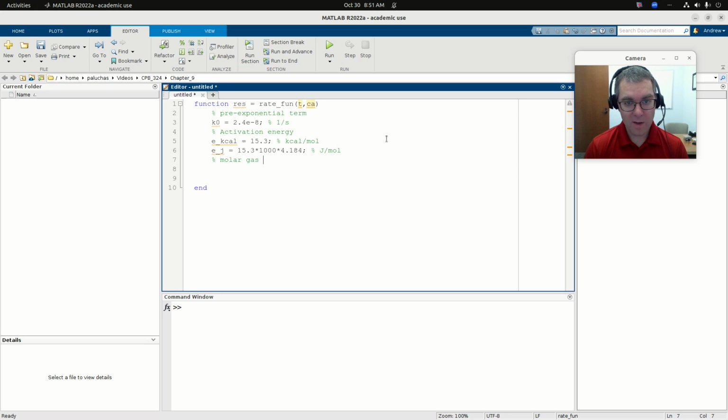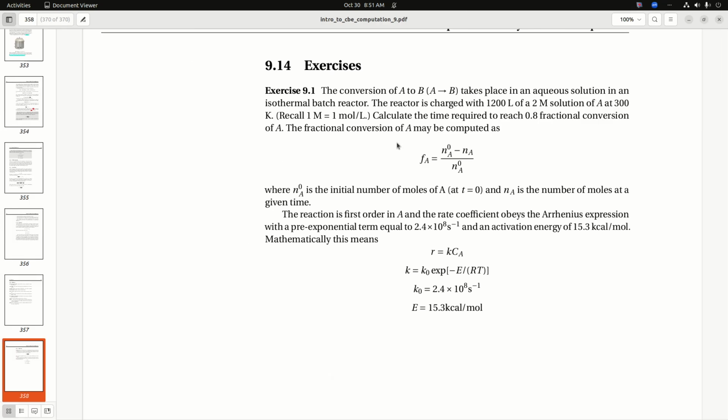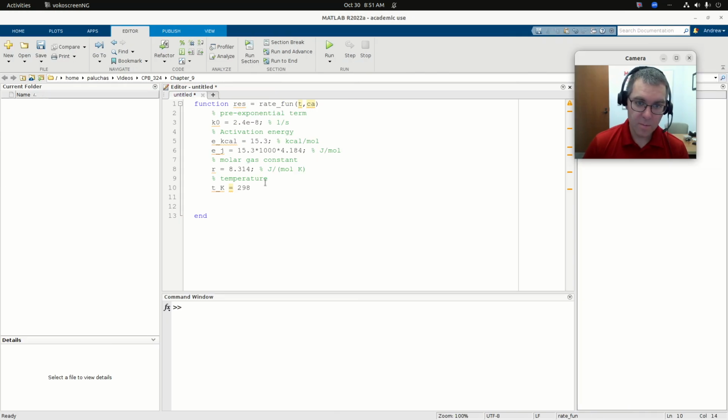I need my molar gas constant. That is R, and I know it as 8.314, in joules per mole K. Now temperature. Actually, I should look, what was the temperature? Temperature is 300 Kelvin.